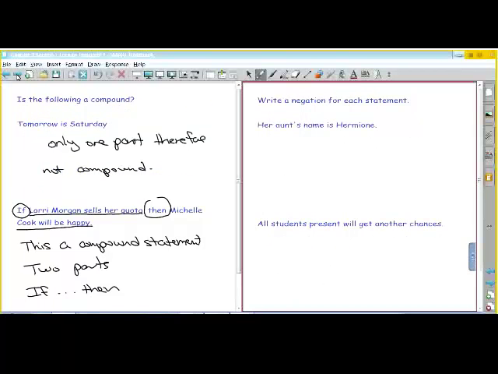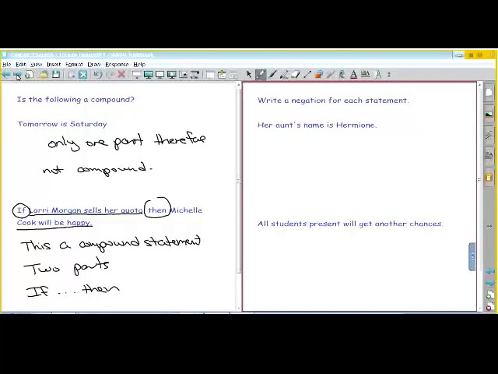Okay, so that's compound statements. And then we need to be able to write an appropriate negation of a statement. Most of the time, using the word not is appropriate, but there are some cases where it's not appropriate.